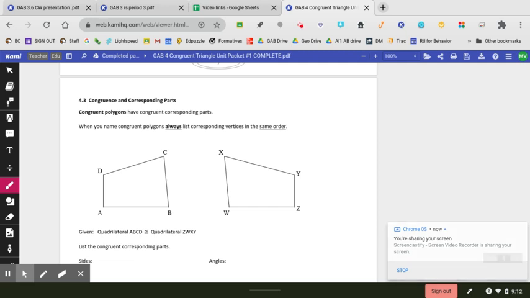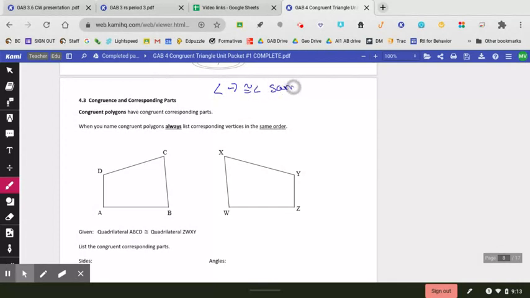Hello, everyone. Today we're continuing with our congruent triangles, and today we're going to really talk about congruence and corresponding parts. So we've defined congruence in terms of angles: congruent angles have the same measure. And we've also defined congruent segments as having the same length.